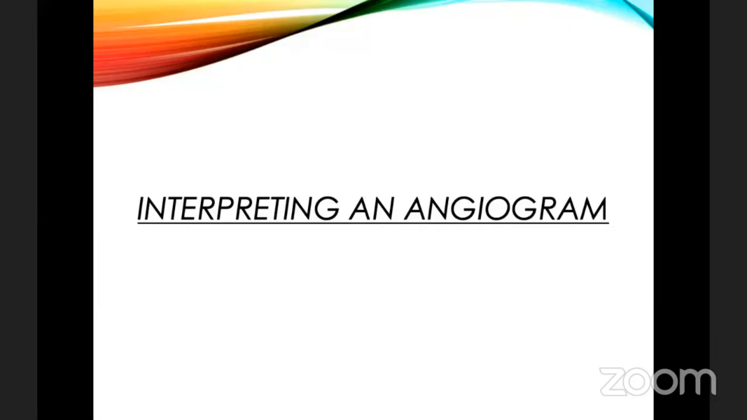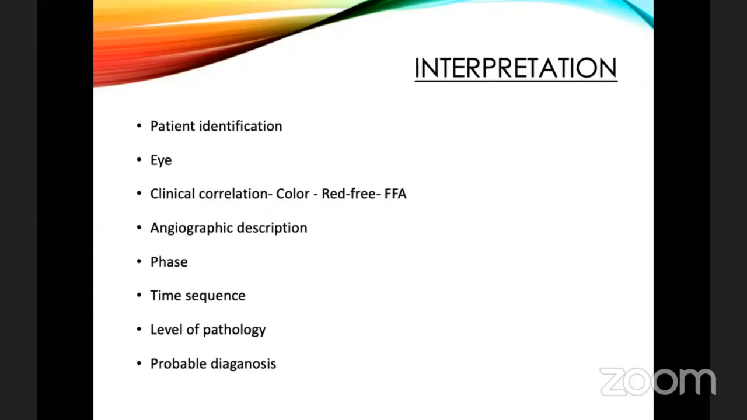So how do we interpret an angiogram? Before we go, there are certain steps which we should follow while interpreting an FFA. We should have patient identification, the concerned eye labeled, a color photograph for clinical correlation, a description of the angiogram, and a phase and a time sequence.